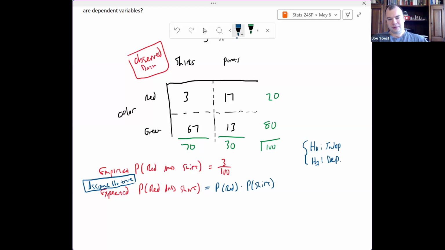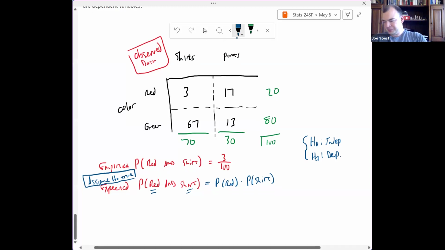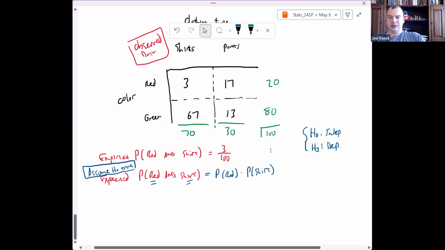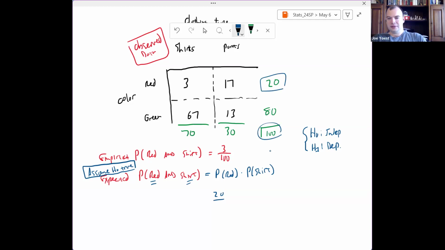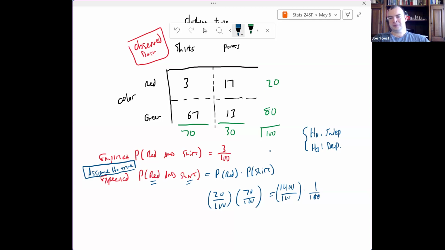Right? If color and clothing type are independent, then the probability of A and B is just probability of A times probability of B. That's essentially what it means to be independent, right? But what would that look like? Well, probability of red is 20 over 100. And probability of getting a shirt is 70 out of 100. So 2 times 7 is 14, so that's 1400 over 100, and I'm going to write it as times 1 over 100 this way. Or we can see that this is going to be 14 over 100.